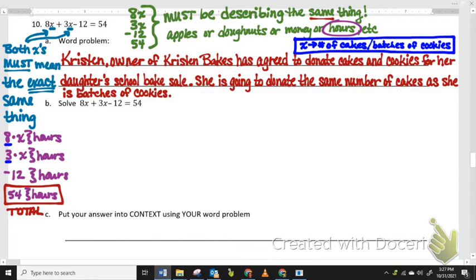Okay, so then I have 8x and 3x. So it takes her 8 hours. Remember, we said that we wanted our terms to mean hours. It takes her 8 hours to make, assemble, and decorate each cake.